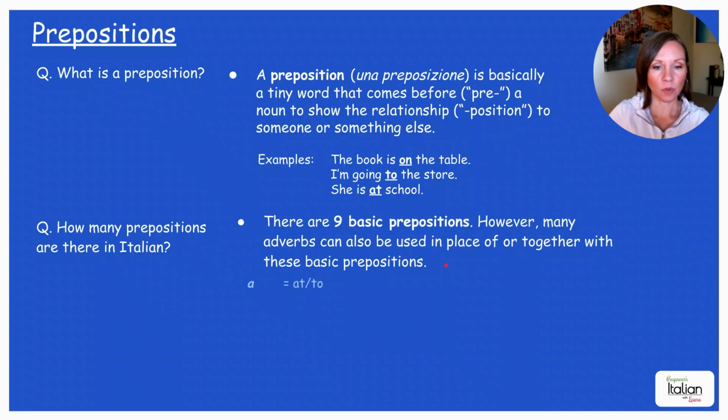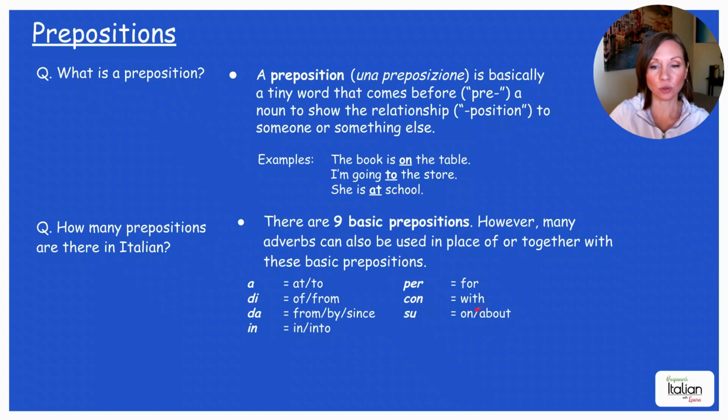Okay, so the basic prepositions are a, meaning at or to, di, meaning of or from, da, meaning from, by, or since, depending on context, in, which is in or into, and then we have per, which means for, con, which is with, su, which is on or about, and tra or fra, which means between or among. These are interchangeable. Okay, so whichever one you feel like using, tra or fra.